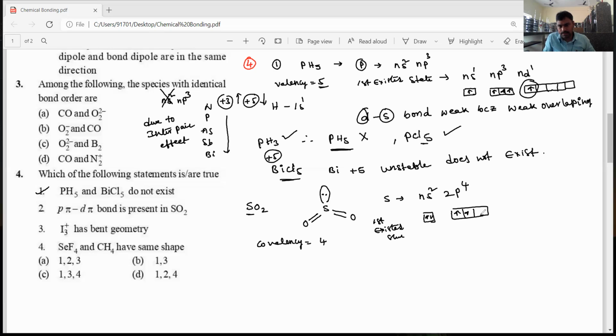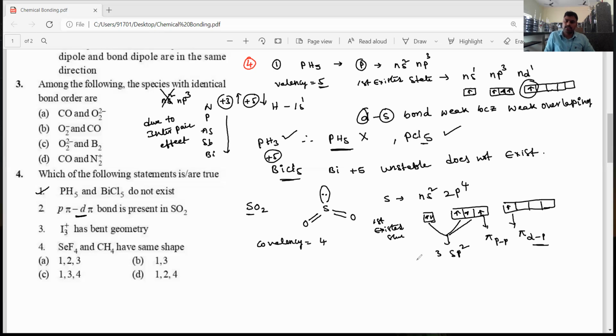The s electrons will be unpaired, and one p electron becomes unpaired. Then it involves one s orbital and two p orbitals to give 3 sp2 hybrid orbitals. So its hybridization is sp2, and the remaining p atomic orbital forms a pπ-pπ bond and another dπ-pπ bond. So in SO2, a pπ-dπ bond exists.